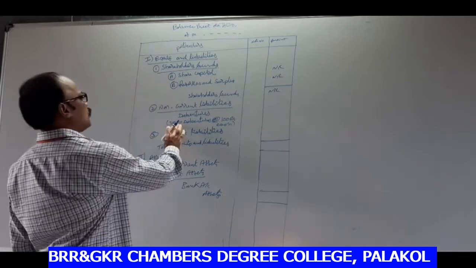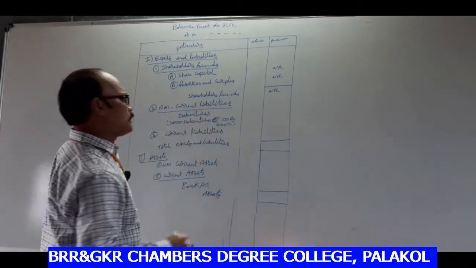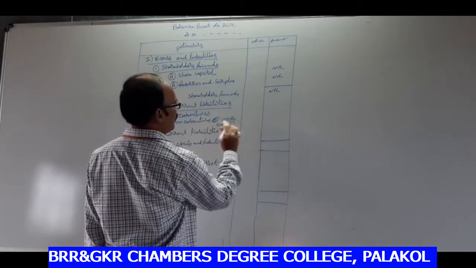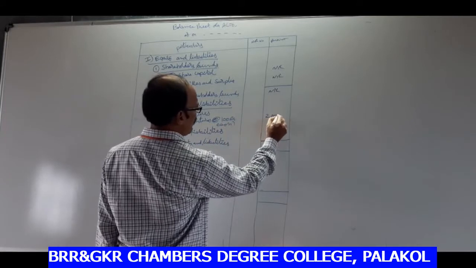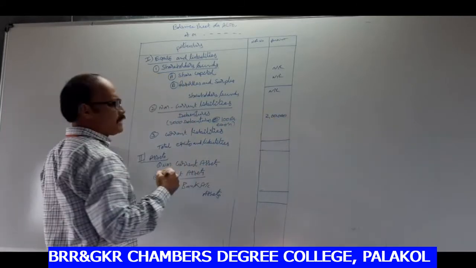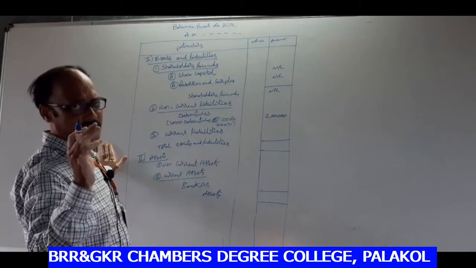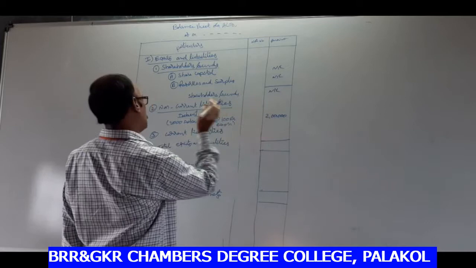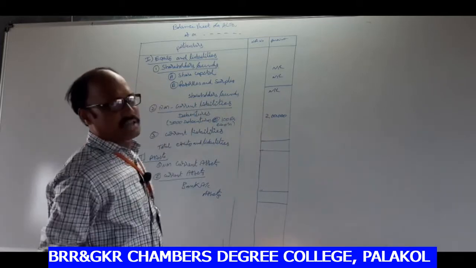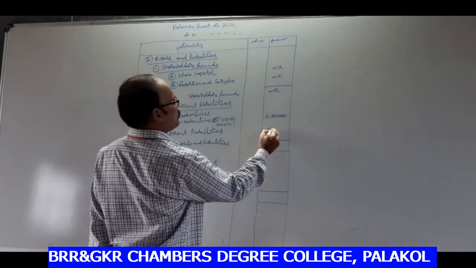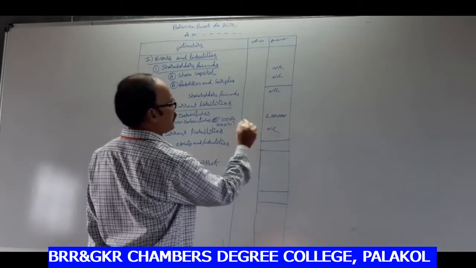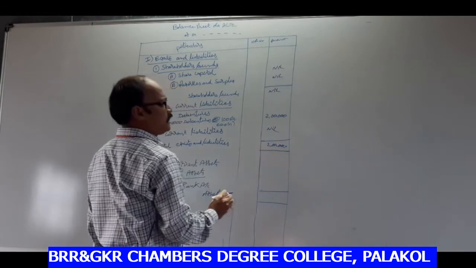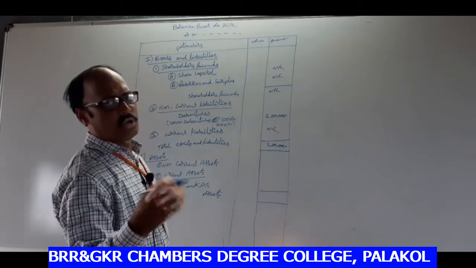That's why 2000 debentures at the rate of 100 rupees each. 2000 into 100 is equal to 2 lakhs rupees, and the debenture account shows the credit balance of 2 lakhs. There are no current liabilities in this problem, so nil. So total equity and liabilities is 2 lakhs. That means the total amount of liabilities is rupees 2 lakhs.